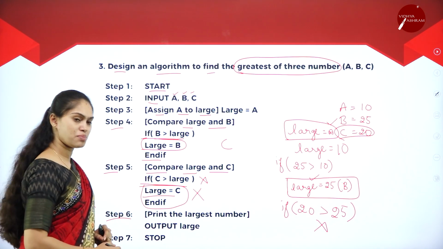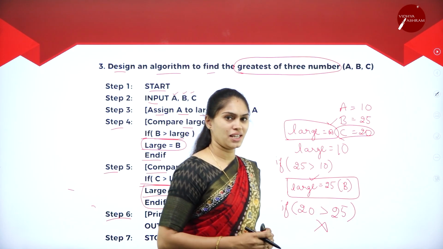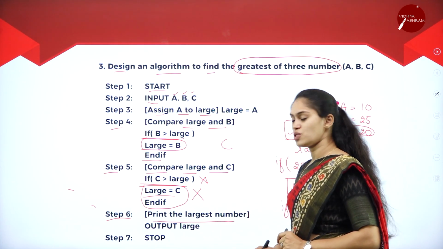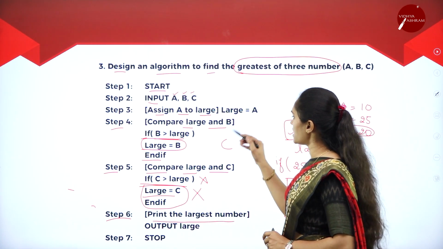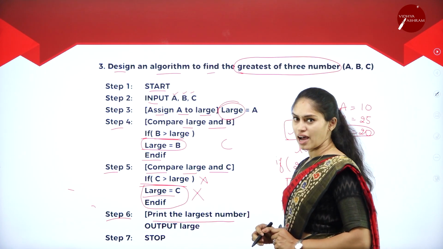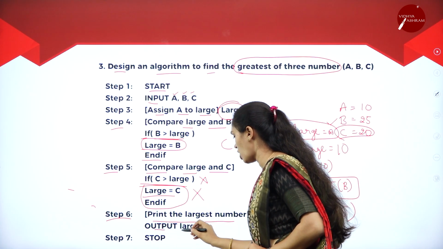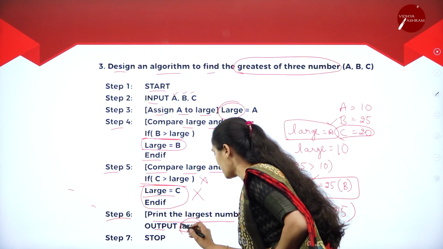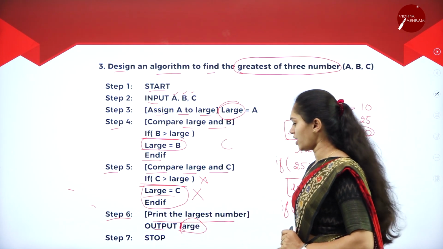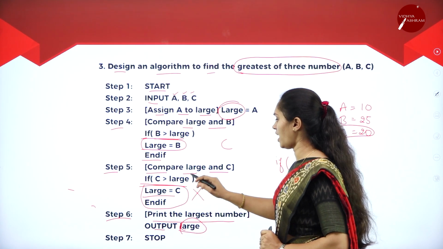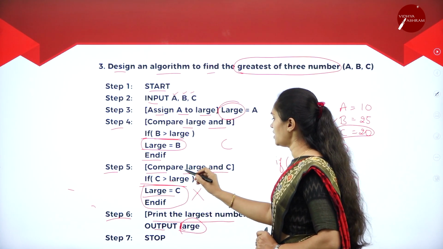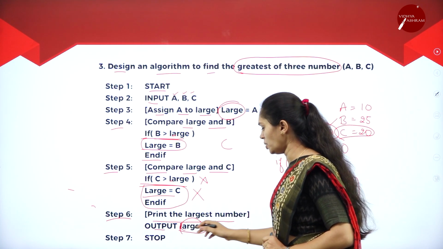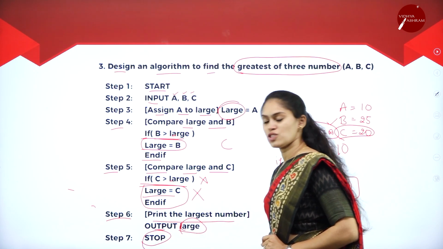Right. Then what is step 6? Now I have compared all three values. Now I need to display the large number. So print the largest number. Where has this large value been stored? It has been stored in the variable called large. So I am going to take this as output large. All the variables must be similar, so here make a correction. It is capital L. So output large. Here also we have large, and I am going to compare this large with all the variables. So output large. At last it has to stop.